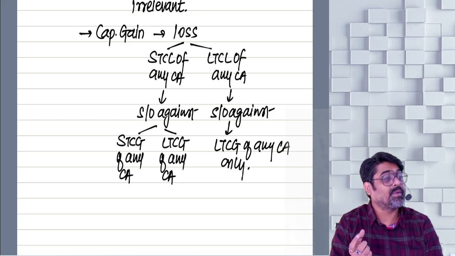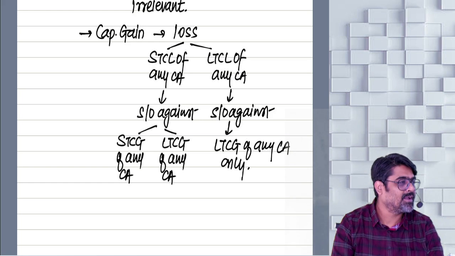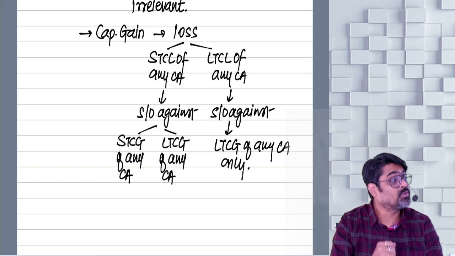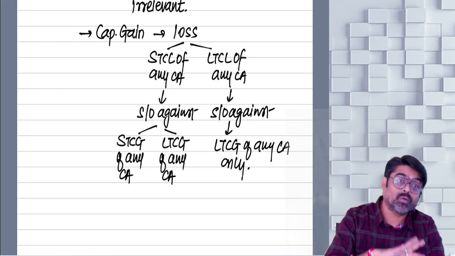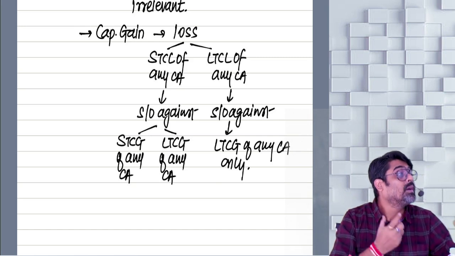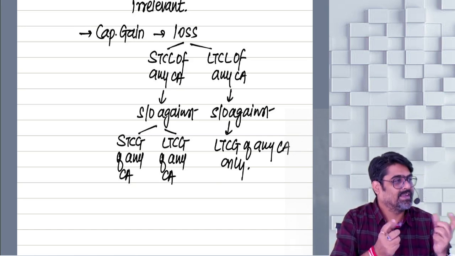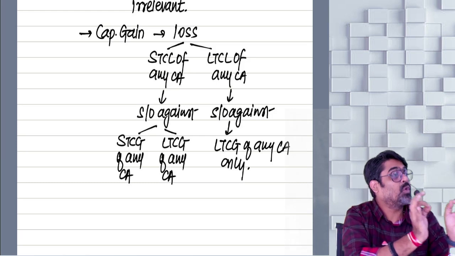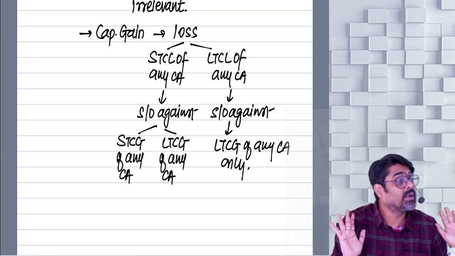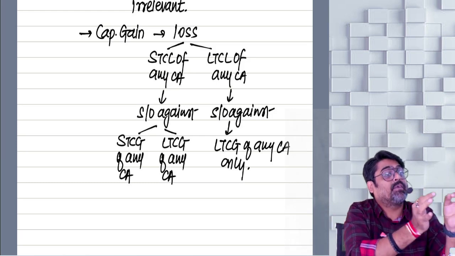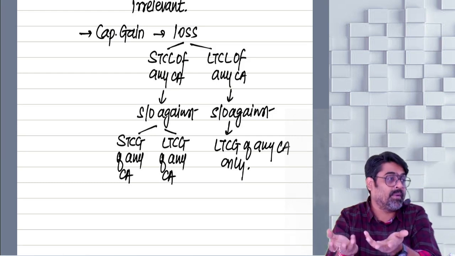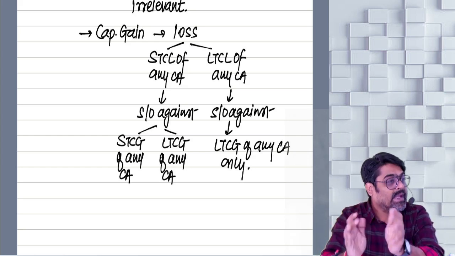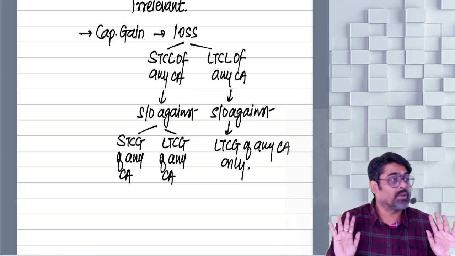Loss of shares will be set off against gain of shares only. It cannot be set off against jewelry. Loss of immobile property will be set off against the gain of immobile property only. No, no need to relate the assets. Any capital asset giving you a short-term loss, what did I say? Any capital asset giving you a short-term loss can be set off against short-term gain of any capital asset, or long-term gain of any capital asset. No restriction on that. Yes or no?